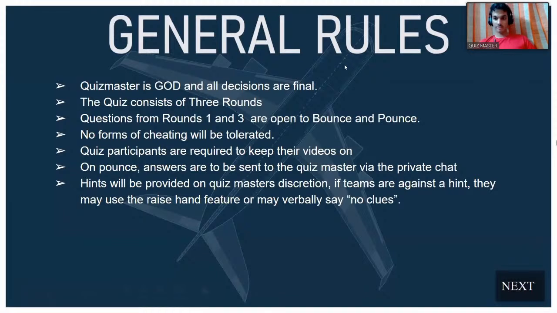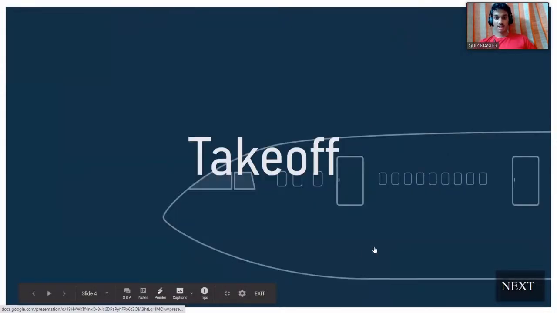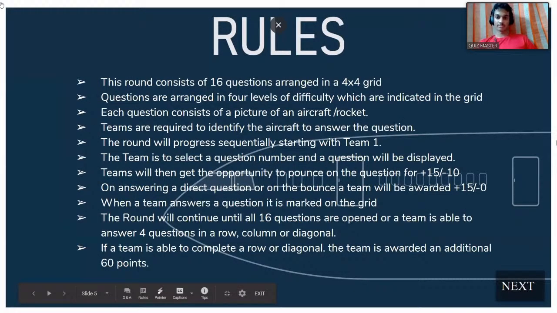So without further ado, we will be going on to the first round of our quiz, the takeoff round. The takeoff round is what we call aircraft identification bingo. It's a slightly complicated round, but very rewarding. There will be 16 questions arranged in a 4x4 grid. Questions have 4 levels of difficulty. Level 1 is the really easy questions, the most iconic aircraft of our generation. Level 4 are rare, obscure aircraft, which are some of my favorite aircraft, but are much harder to identify.